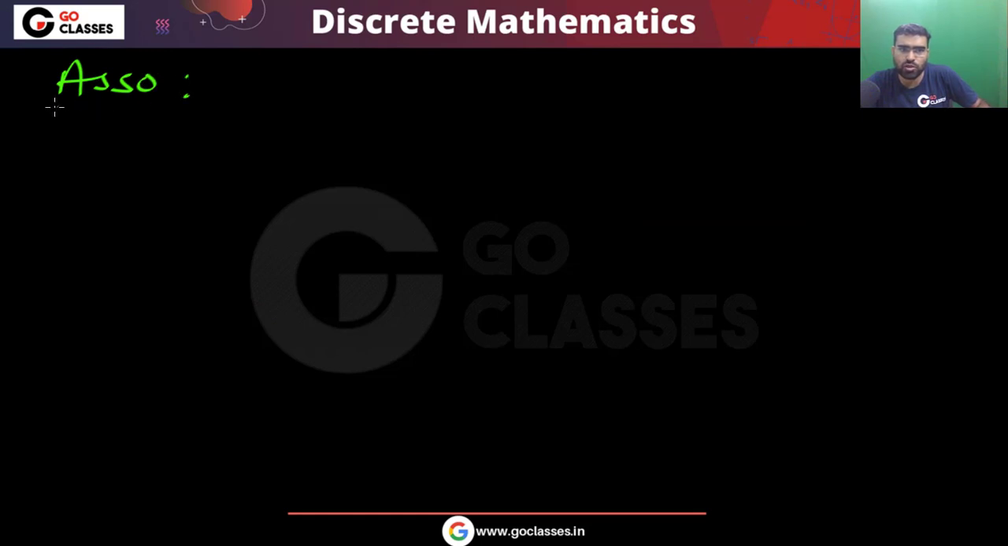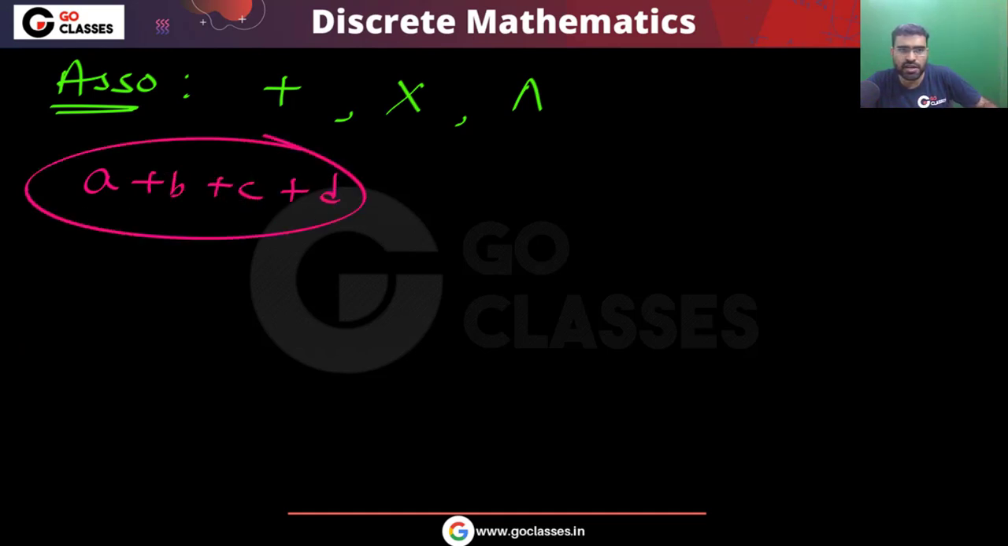Your associative operations are, for example, addition, multiplication, and conjunction. These are the associative operations. So in these cases, there is no problem. You can write like this. You can write like this. There is no problem. The reason is simple: because addition is associative, you can simply write like this.